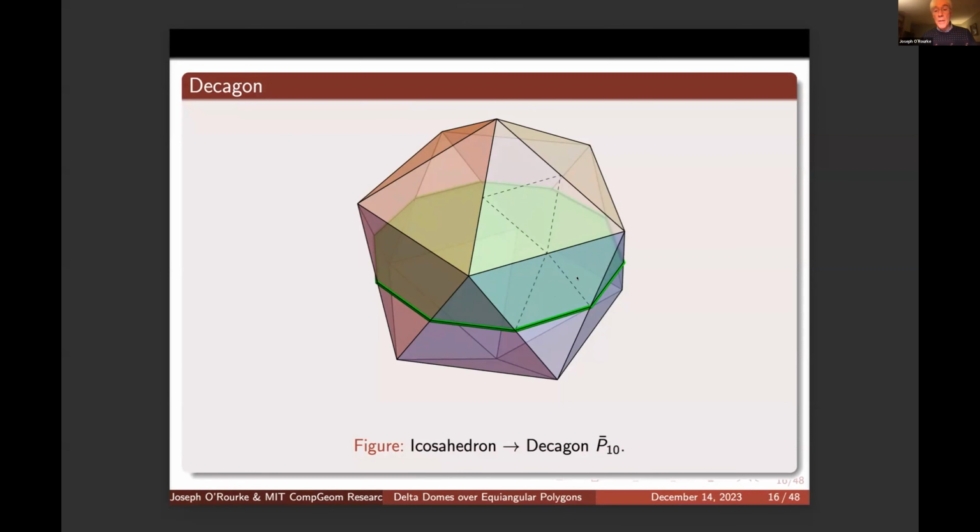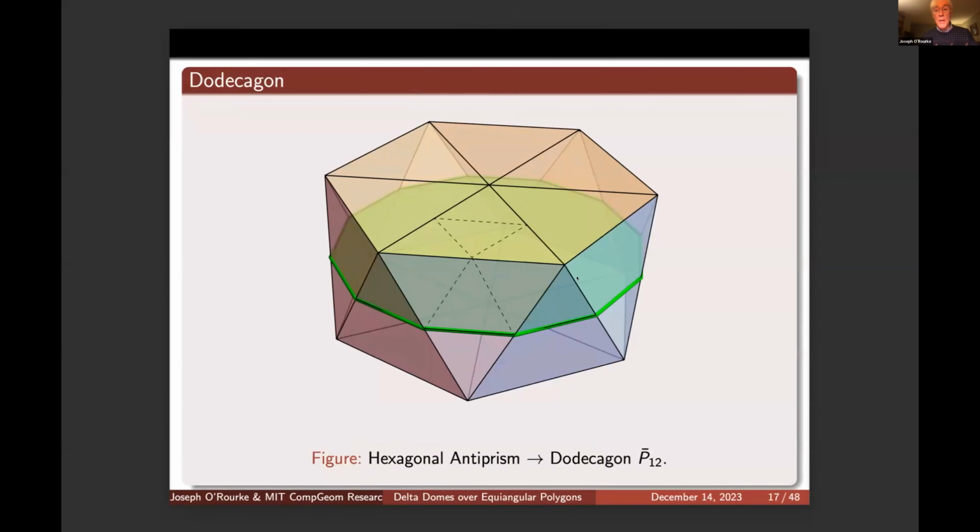11-gon, you cannot dome a regular 11-gon. Dodecagon, which is 12-sided. Yes, you can do it. Here is a hexagonal antiprism, which we just saw, but now slice it in the middle, and you get twice as many edges. Rather than 6, you get 12, and this is a dodecagon.